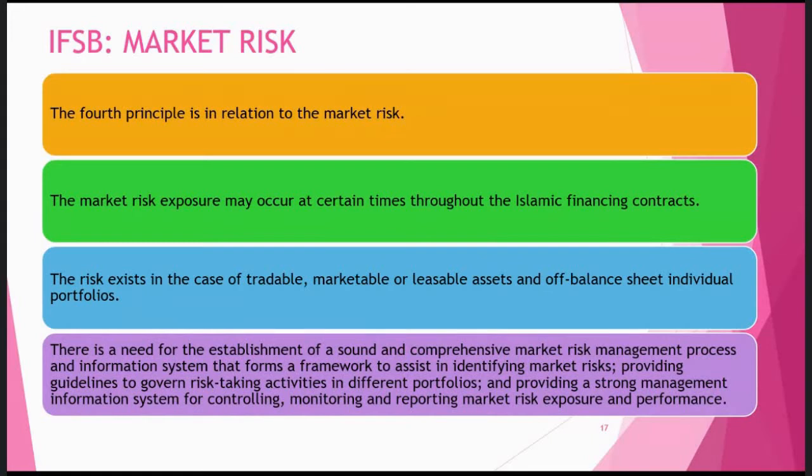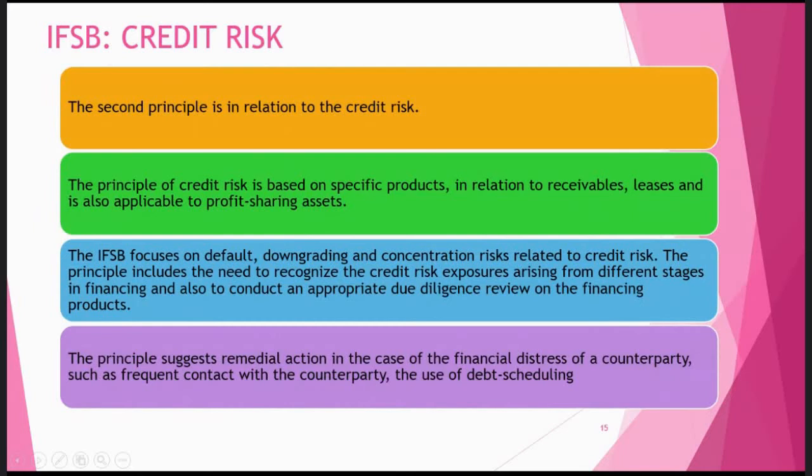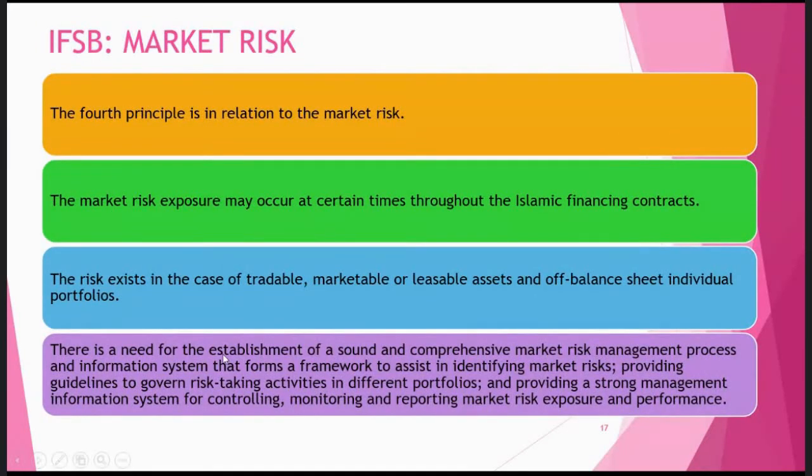Ada yang tak? Okay. So how to reduce market risk is yang purple yang bawah ni adalah on how to mitigate ya. Sama juga macam slide yang sebelumnya. Yang purple tu untuk mitigate ya. There is a need for the establishment of a sound and comprehensive market risk management process and information system that form a framework to assist in identifying market risk, providing guideline to govern risk-taking activity in different portfolio, providing strong management information for controlling, monitoring and reporting market risk exposure and performance. So market exposure, change of price tu mesti kena ada study lah on that. So that market risk can be reduced. Okay.